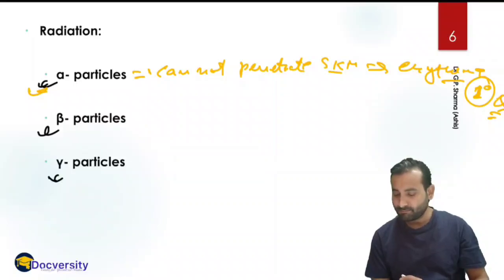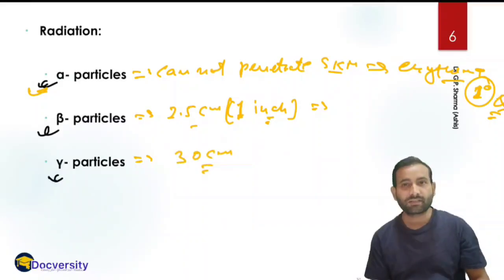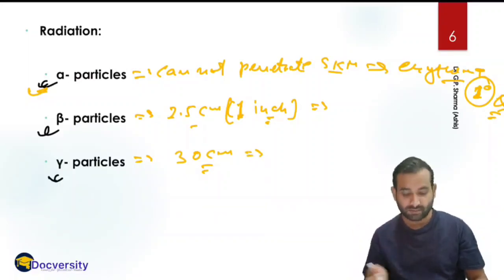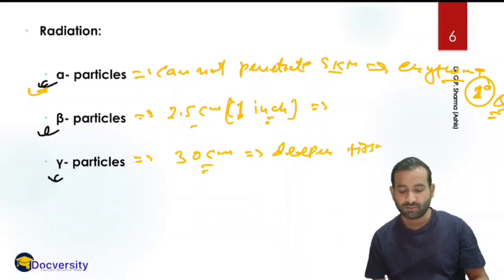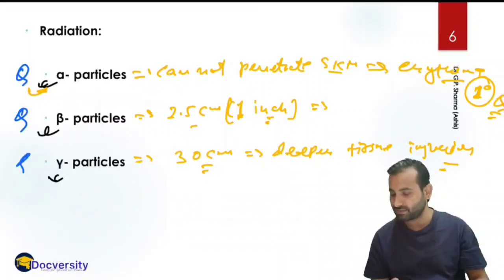Similarly, beta particles can penetrate up to 2.5 centimeters, that means 1 inch depth of the skin. So it produces slightly deeper tissue injuries. Gamma particles can penetrate up to 30 centimeters. Remember, 30 centimeters means they can penetrate throughout the body, so they produce deeper tissue injuries. So please remember, these are the questions in the exam. Alpha, beta, gamma particles, how deep they can penetrate and burn. So please remember this one.